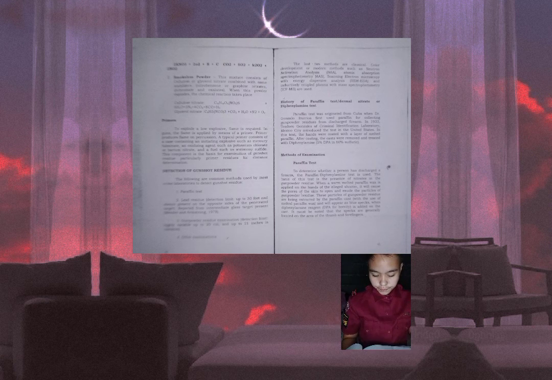So, detection of gunshot residue. The following are common methods used by most crime laboratories to detect gunshot residue. 1. Paraffin test. 2. Lead residue detection, limit up to 30 feet and always present on the opposite side of the penetrated target, reported from intermediate glass target by Misler and Armstrong 1978. Number 3, gunpowder residue examination, detection limit highly variable up to 20 cm, and up to 21 inches is common.